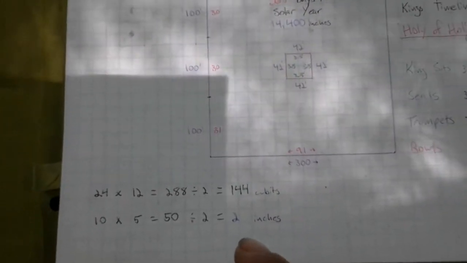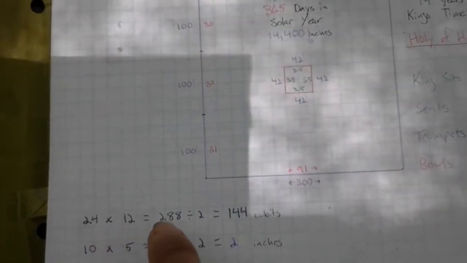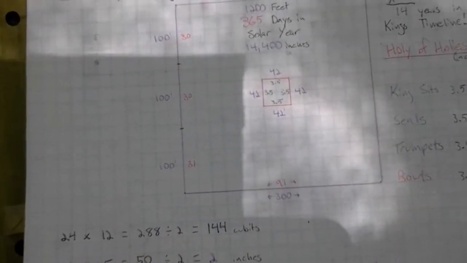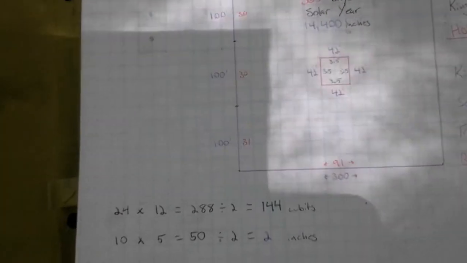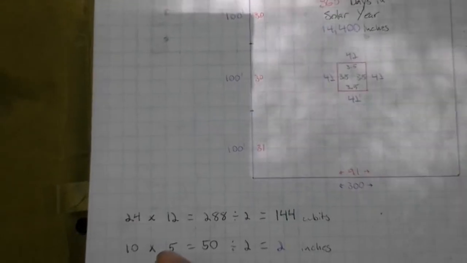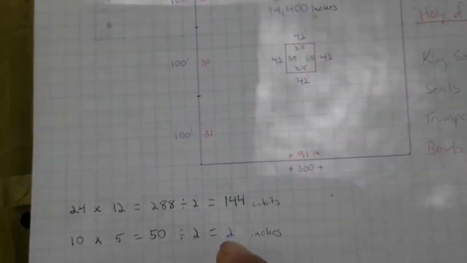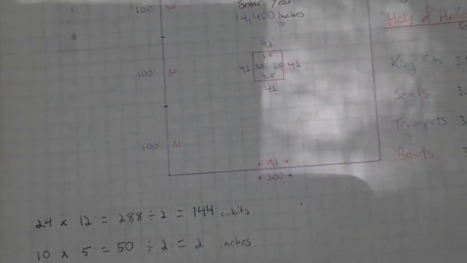Now to recap, what we have here is this equation. We have 24 times 12 is 288 divided by 2 is 144 cubits. We get that by the 12 apostles judging the bride, right? Then we have the 10 virgins times 5 that are wise is 50 divided by 2 is not 2 inches, it's 25.